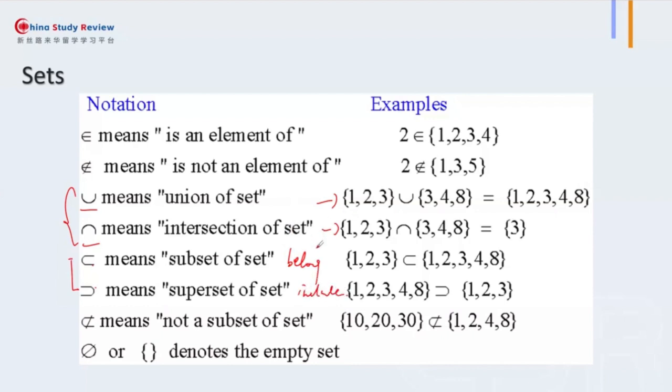Okay, so to give you an imagination, if one set belongs to the other, you could see the symbol as smaller. So they're quite similar. And this one, you could see it as larger, but don't confuse yourself with these two symbols, all right? So one is subset of set and the other is superset of set, okay?